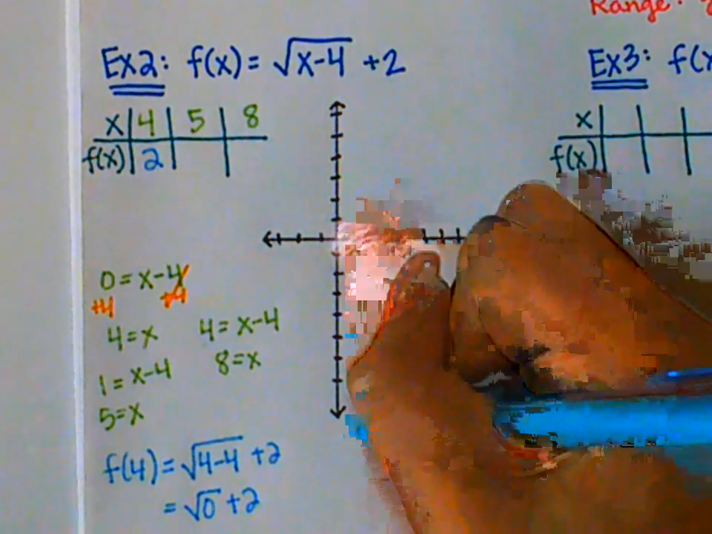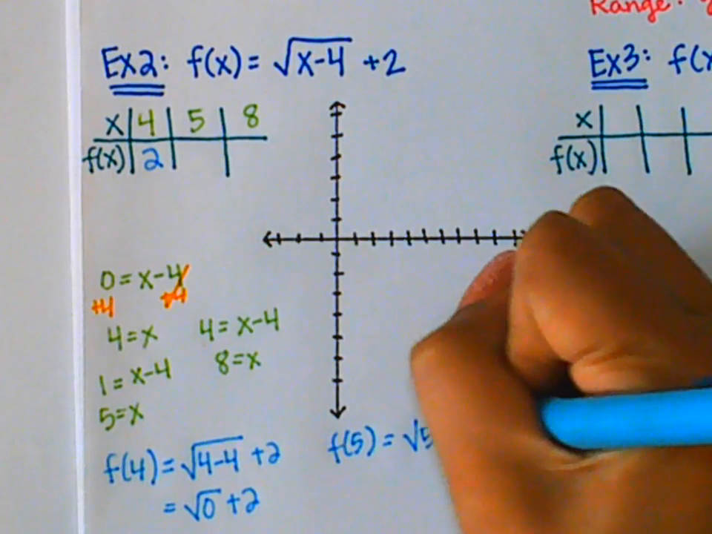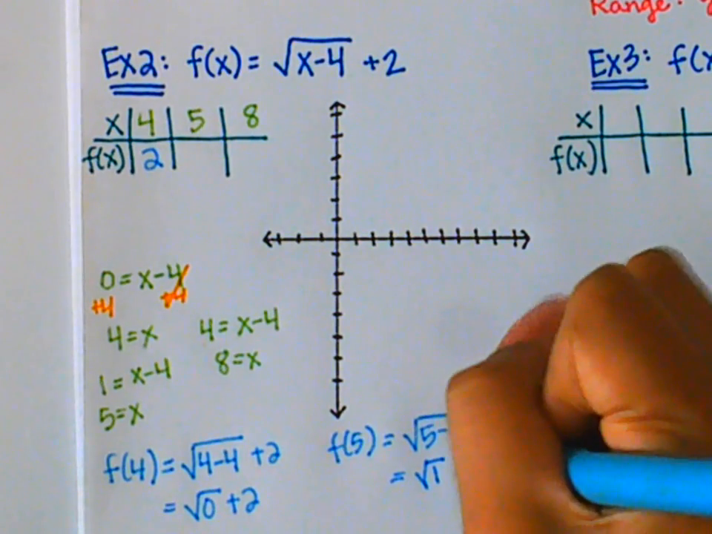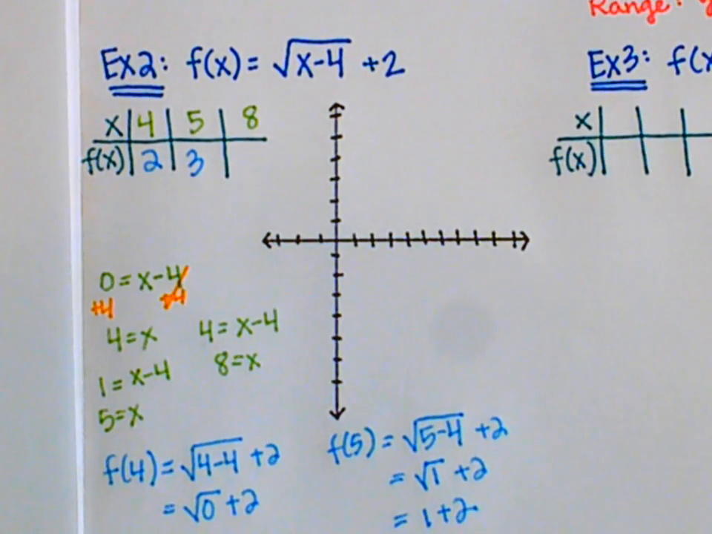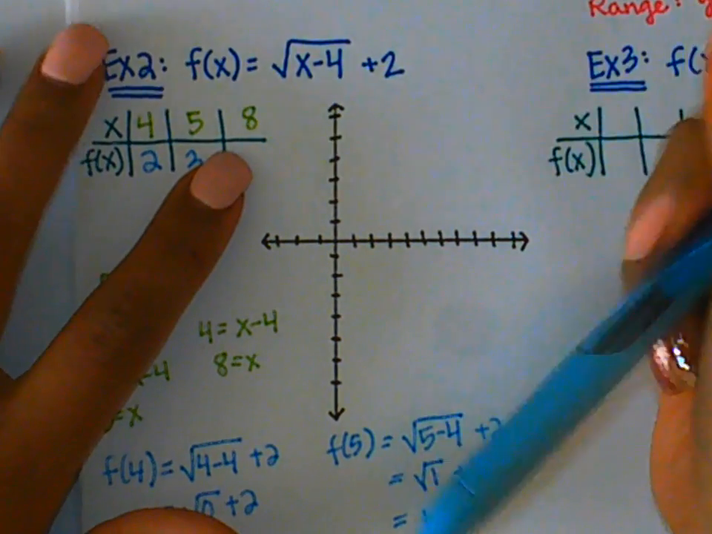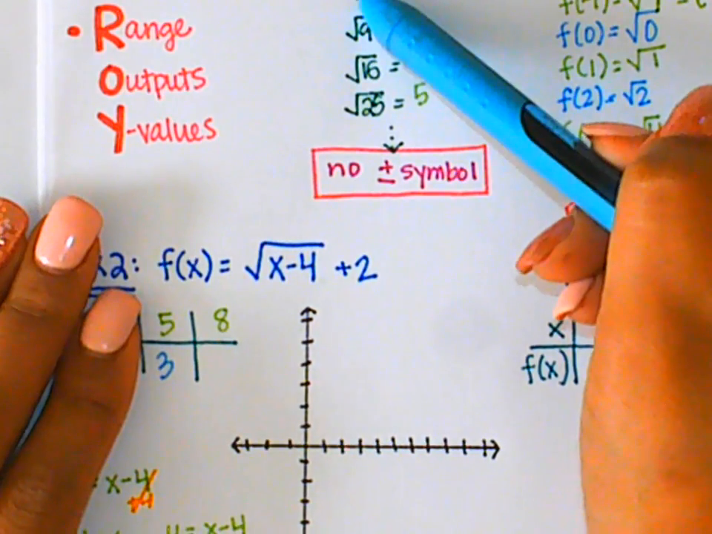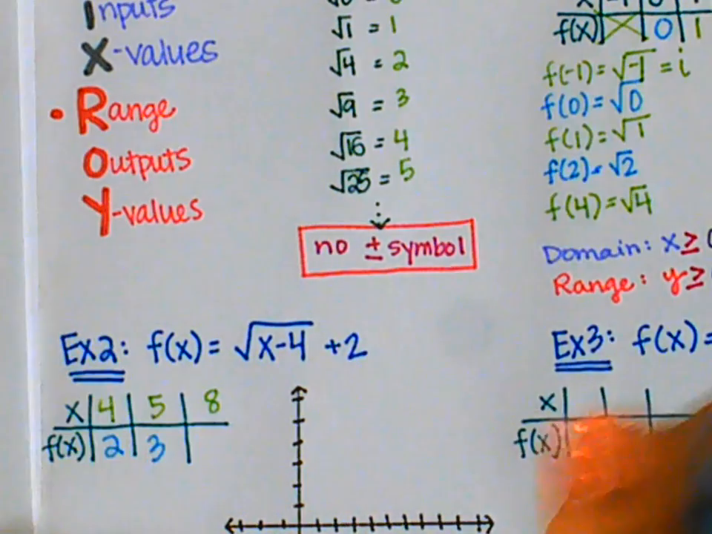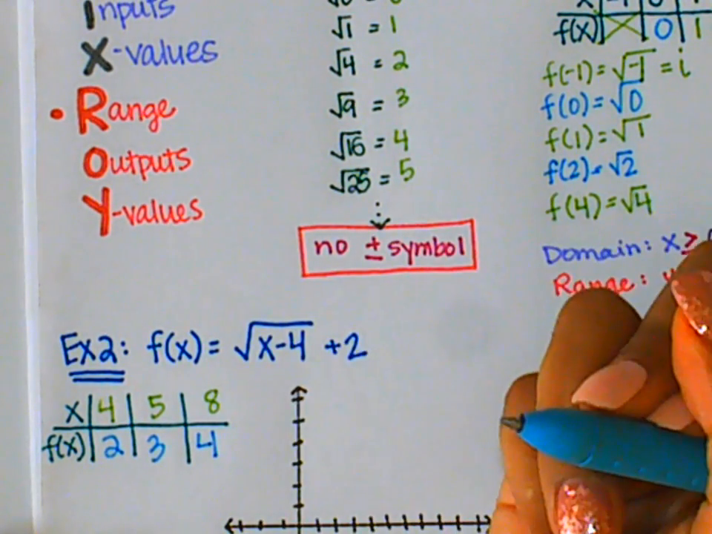I could do the same thing with the 5. F of 5 is 5 minus 4 plus 2, which is the square root of 1, plus 2, which is the square root of 1 is 1, plus 2 gives me 3. Or I can do it mentally, which is what I prefer. So 8. I'm going to say 8 minus 4 is 4. The square root of 4 is 2. So 2 plus 2 gives me 4.